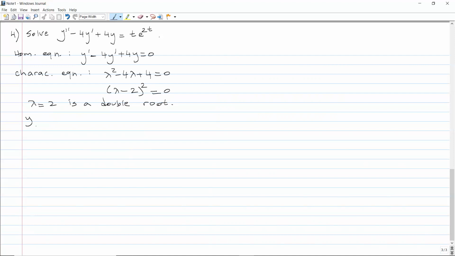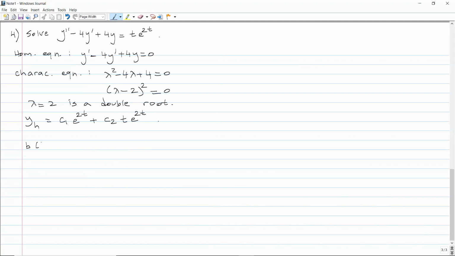In this case, the general solution is C1 times e to the 2t, because we obtained solution lambda equals 2, so we have the function e to the 2t, plus C2 times, now we multiply e to the 2t by t. So the homogeneous equation has the general solution C1 e to the 2t plus C2 times t e to the 2t.